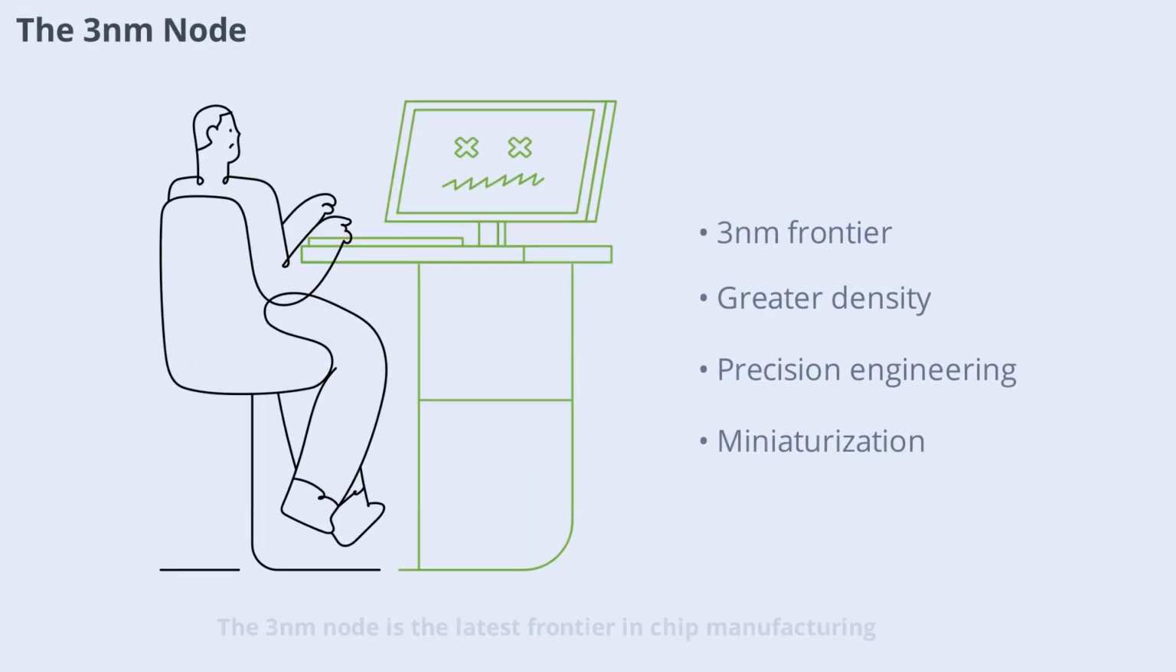The 3 nm node is the latest frontier in chip manufacturing. It allows for even greater transistor density, unlocking new levels of performance and efficiency. The 3 nm era is characterized by advanced materials, precision engineering, and the relentless pursuit of miniaturization.